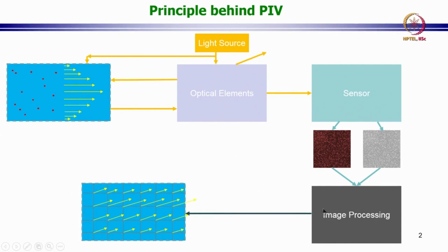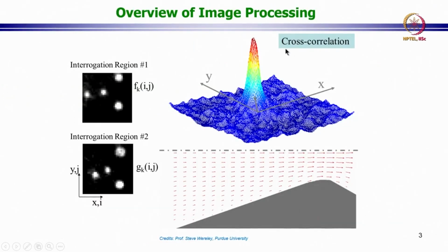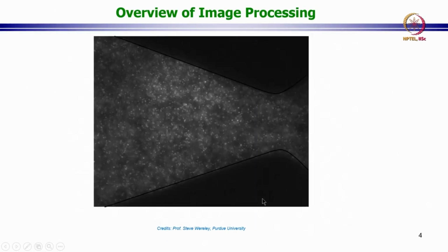So we are now looking into more details about this image processing aspect, and we discussed the idea of cross correlation between different windows, and how we can use these subsections of images and calculate cross correlation to find out the displacement of particles from one frame to another, and how this cross correlation peak tells us how much displacement has occurred between two images. And once you do that, we will finally want to produce this kind of a velocity field. And again, credits for this slide go to Professor Steve Worley at Purdue.